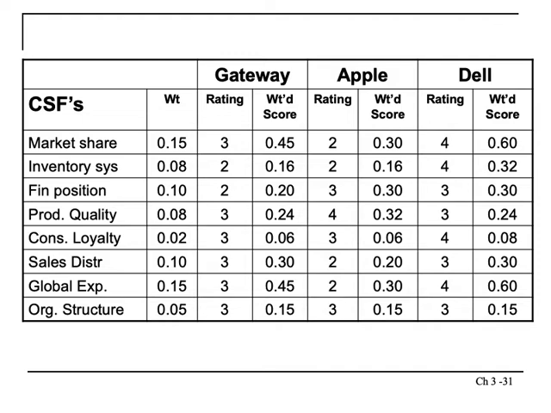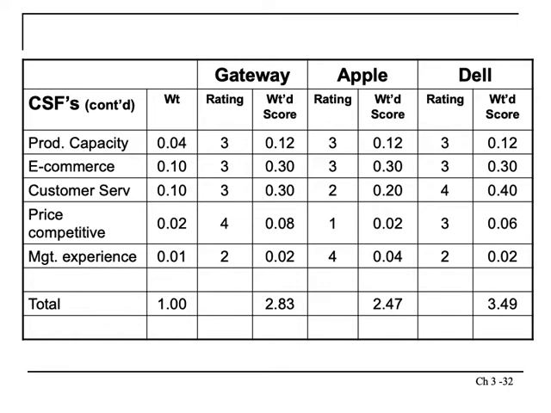Okay, that's your CPM, and never forget your total weighted score. 3.49 for Dell, 2.47 for Apple, and 2.83 for the third. So what does it tell you about this competitive situation? At that time, Dell is way ahead of the competition. You have a lot of work to do to catch up with Dell.